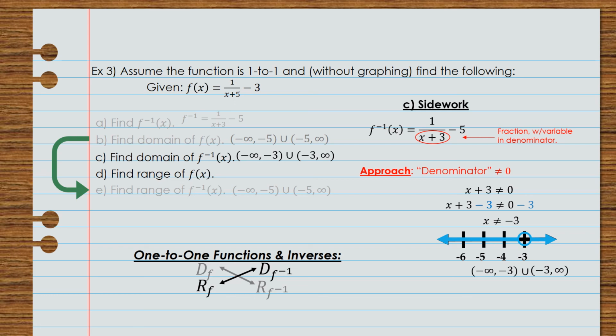Now again, notice at the bottom there is a neat relationship between one-to-one functions and their inverses. If you have the domain of the inverse function, automatically you have the range of the original function, which means part D would be negative infinity to negative 3 union negative 3 to infinity.